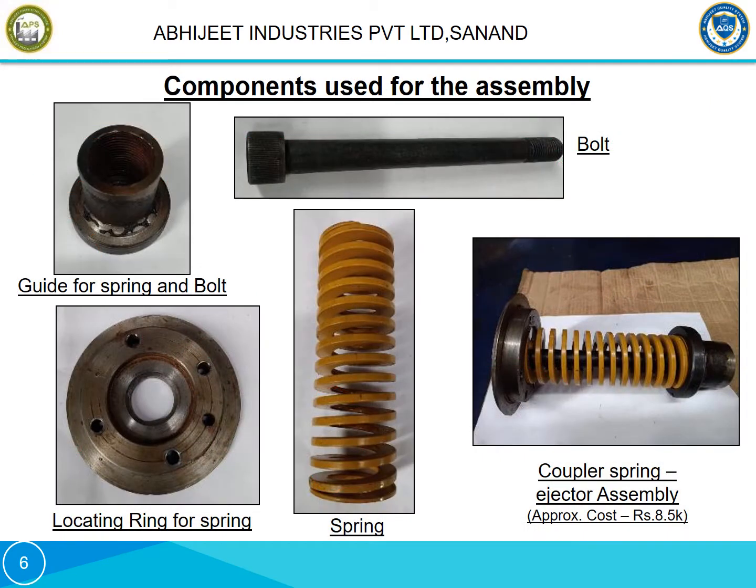This slide shows the different components which we have used in making this spring ejector assembly. We used a guide for spring and bolt, a locating ring for a spring, a bolt and a yellow spring. All the components were already available in our plant in obsolete condition. But if we consider purchasing them from market, then it will cost around 8,500 rupees.